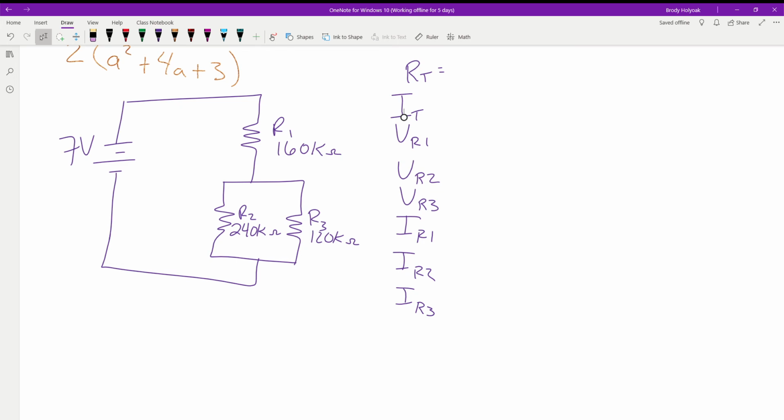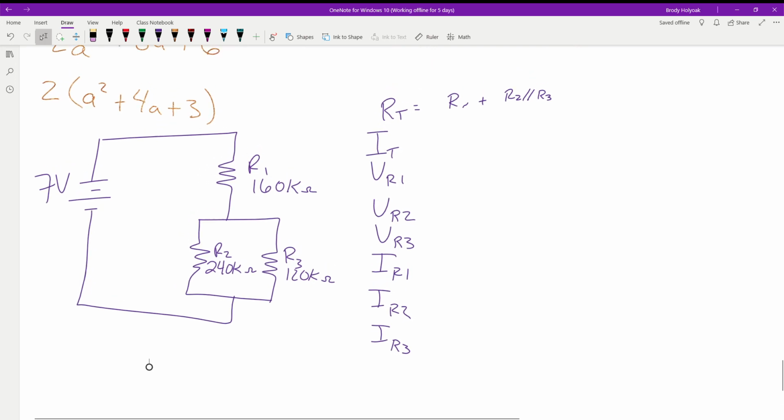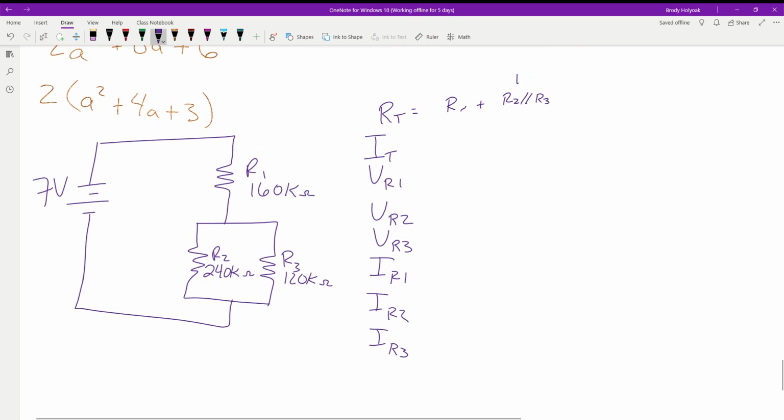So now our R total is going to be R1 plus R2 in parallel with R3. This is the notation I will use when I'm writing these. Series is going to be given by an addition sign. Parallel is our double slash. So now how do we solve for the parallel? I'm going to label this as R parallel total.